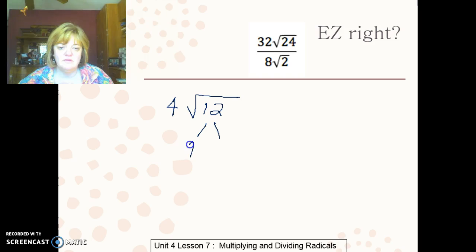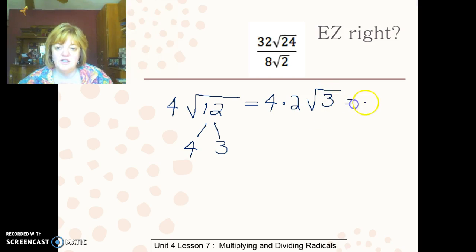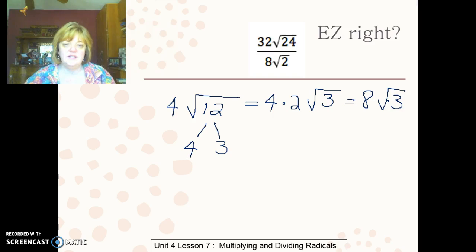4 times 3. Again, looking for a perfect square, which was 4. So we take the square root of 4, put that out in front with our original 4. The square root of 4 is 2. The number under the radical sign is our 3. Our finished answer is 8 square roots of 3. Easy. Of course it is.